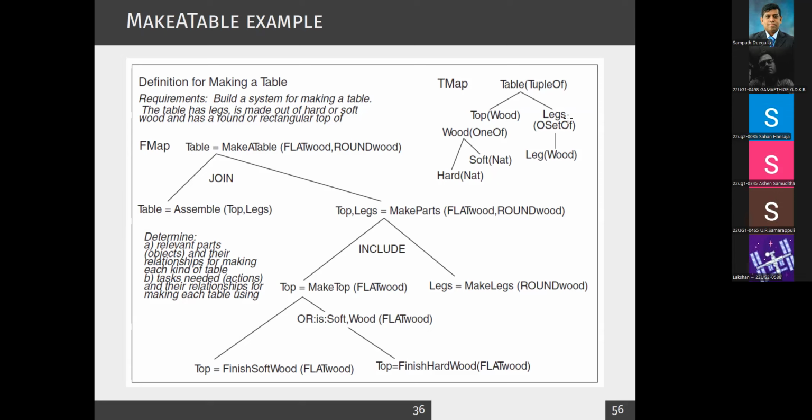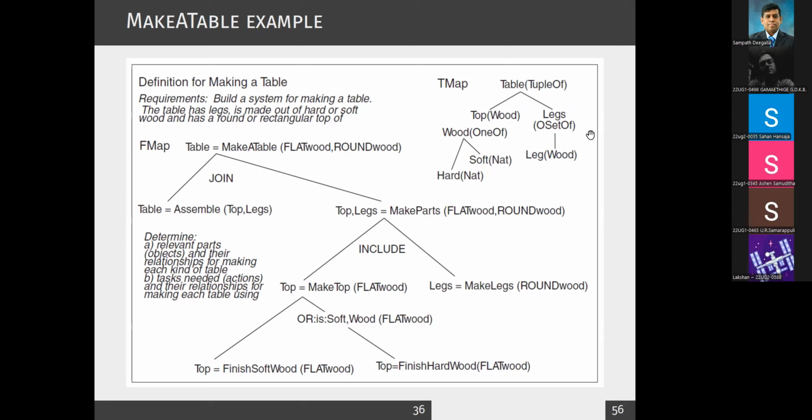And then if you look at the top, we make use of wood to make the top, and depending on whether we are going to use a hard top or soft top, that you have to decide. One of these two could be used to make the top of the table, and then you will have to have a set of legs, and the legs will be made out of wood.